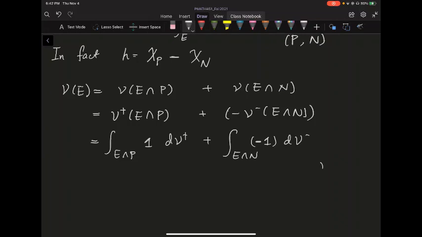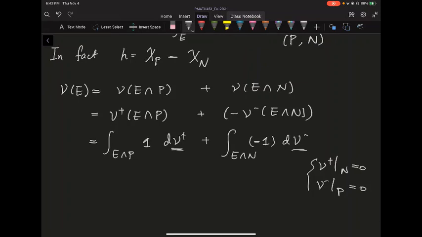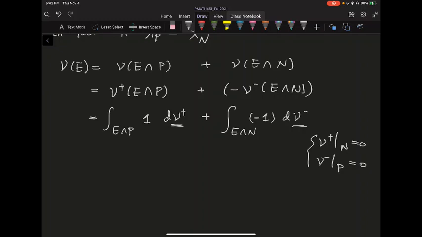And because nu plus, if you restrict to N, is going to be 0, and similarly nu minus restricted to the positive part should be 0, because of that, you can just replace nu plus and nu minus by the absolute value of nu. It's really just because it's all null set for them on any subset of P or N. So this just equals the integral over E intersect P of the one function d of the absolute value of nu, plus the integral over E intersect N of the negative one d of the absolute value of nu.